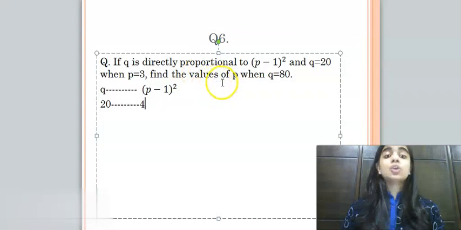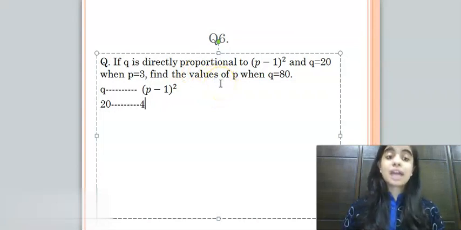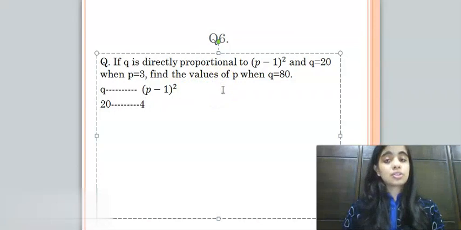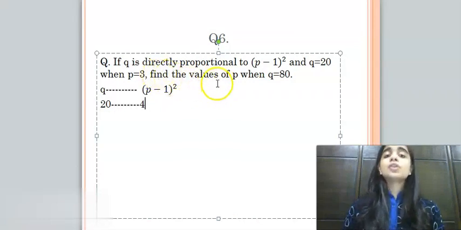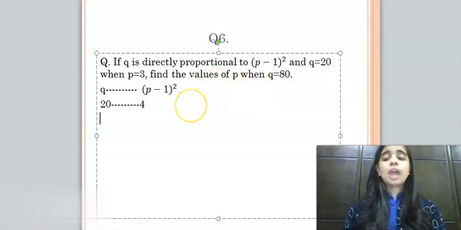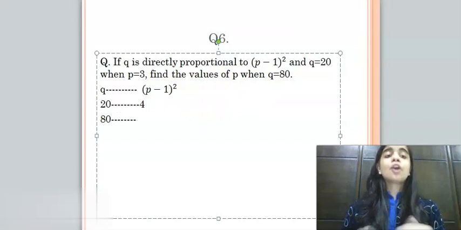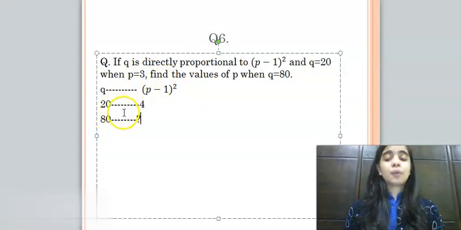Find the values of P. Now it says values, not one value, values. That means there are more than one answers to this question. Now find the values of P when Q is equal to 80. So we have 80 over here. We have to find the value of P. But in order to find P, we first need to find P minus 1 whole square. So let's keep this as question mark. We don't know this. We will cross multiply. So 80 multiplied by 4 divided by 20. So we can write it as 8 multiplied by 4 divided by 2, because the zeros just cancel out.